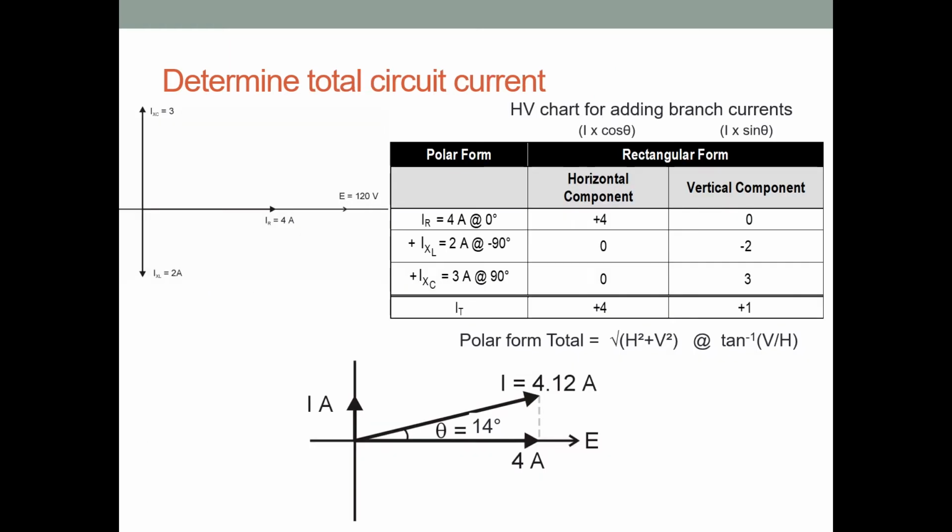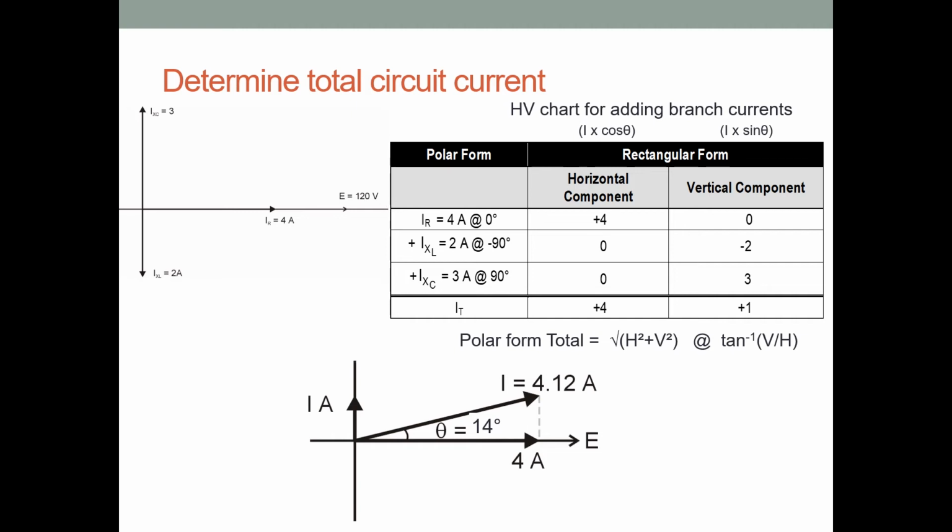Once we have our individual branch currents and their respective angles, we can now put it either into an HV chart, or we can figure this out using Pythagorean theorem. Keep in mind that if we're going to use Pythagoras, then XL and XC are going to cancel each other out. So therefore, my vertical component will be at 1 amp at 90 degrees. My resistive component is still 4 amps at 0 degrees. So using Pythagorean theorem, my I total ends up being 4.12 amps, and I can use trigonometry to calculate my angle at 14 degrees. That's method 1.